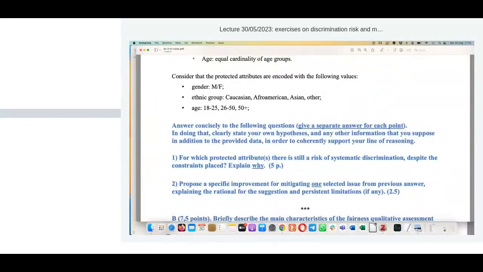And then propose a specific improvement for mitigating one selected issue from the previous answer. Always explain the rationale for the suggestions and any persistent limitation, if any. So, if the improvement is satisfactory, or if you think that it will not be satisfactory in any case.